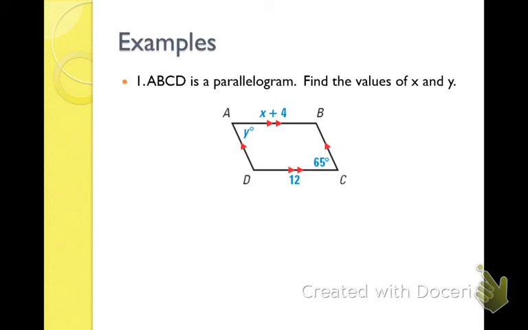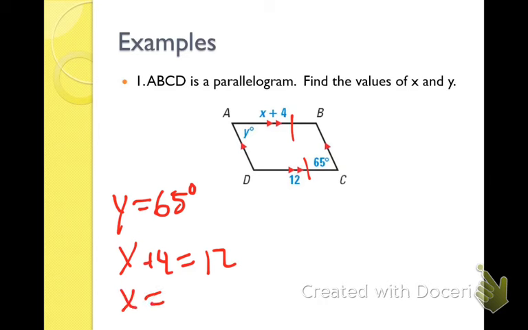How would I find, let's do Y first. What would Y be? Taylor, what would Y be? Yeah, it's opposite of C. C is 65, so Y equals 65 degrees. How would I find X? What would I need to do there? Kaylee? Right, we know the opposite sides are congruent. So we'd say x plus 4 equals 12. Solve for x. X equals 8. Questions?